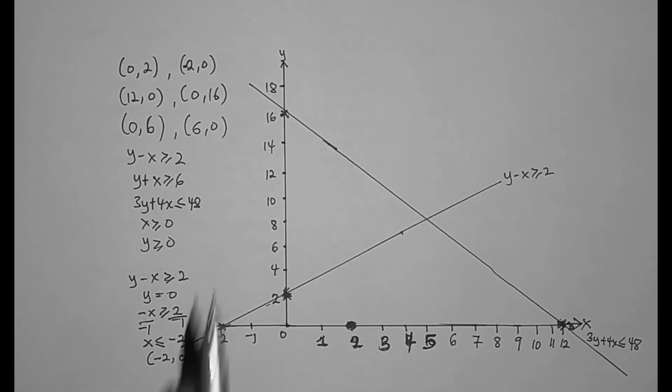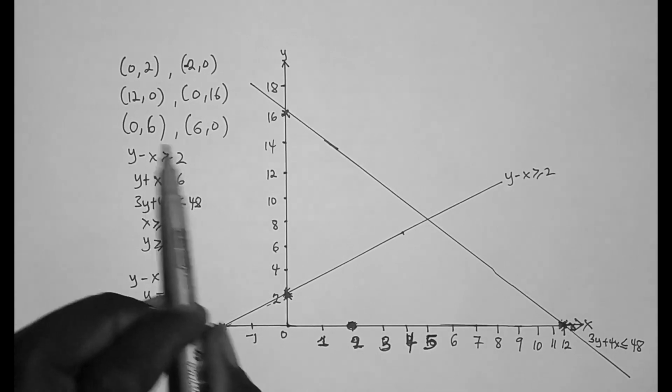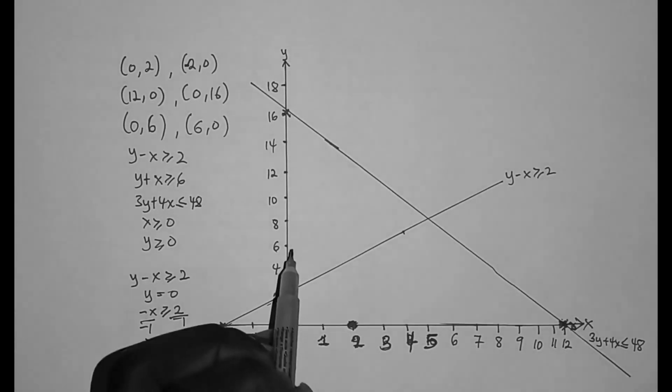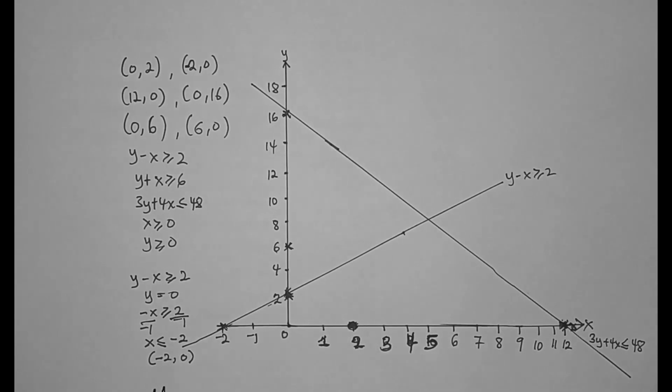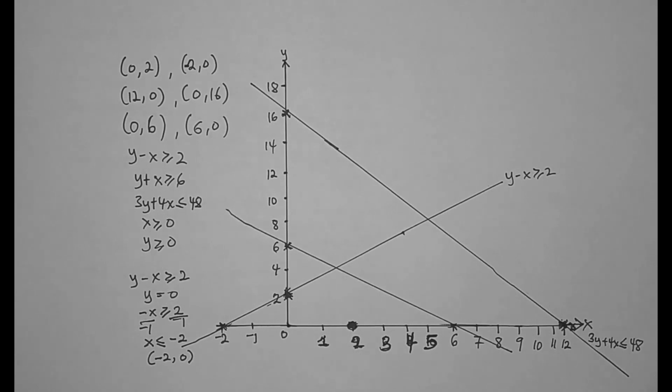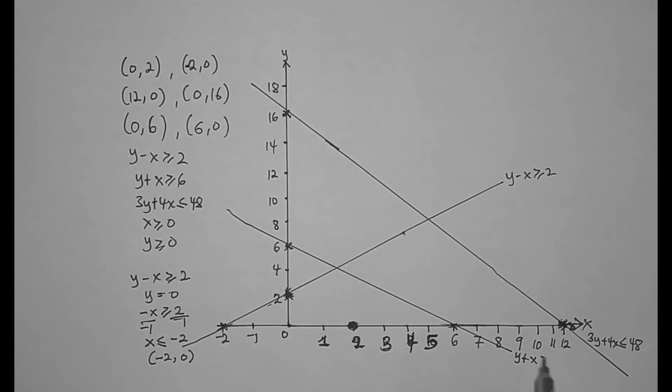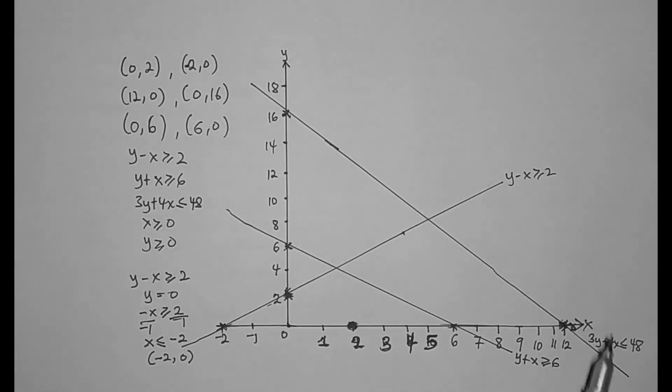Let's then plot this coordinate 0, 6, and then 6, 0. This is 6, 0. So let's join. So this is the line y plus x is greater than or equal to 6. So let's then find the required region. But my graph has not been drawn to scale, so we have to note that point.